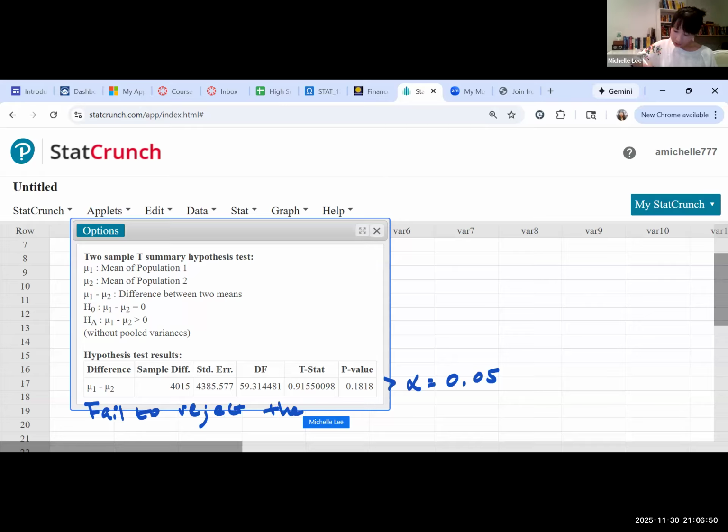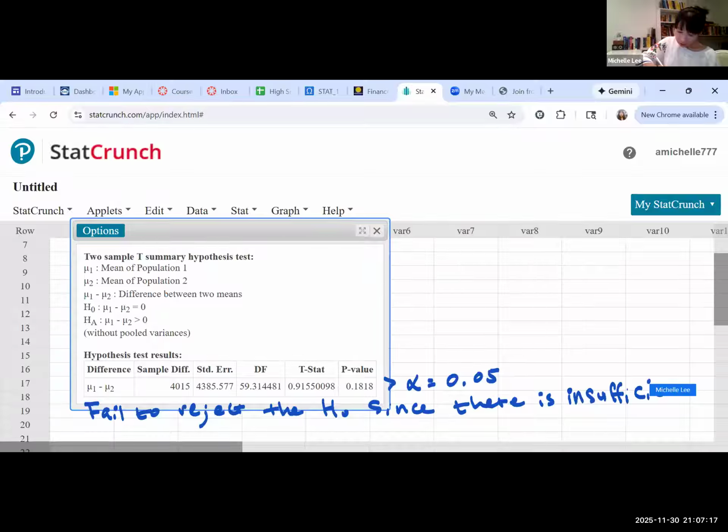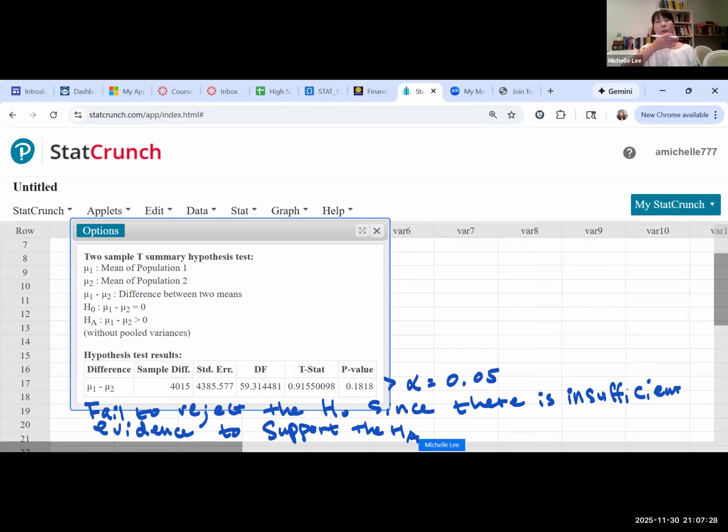The null hypothesis test, right? Since there is insufficient evidence to support the alternative hypothesis, which is that the San Francisco nurse income is higher than the Oakland nurse salary. Yeah, make sense? Let me write.